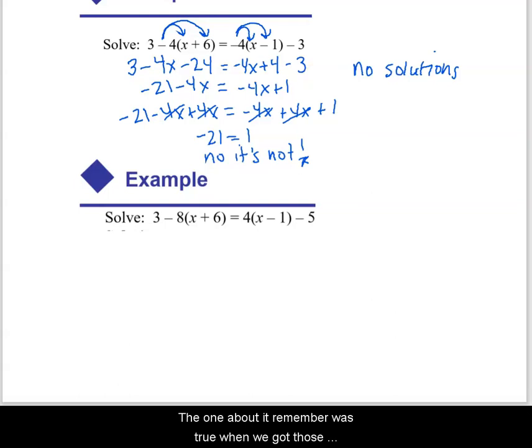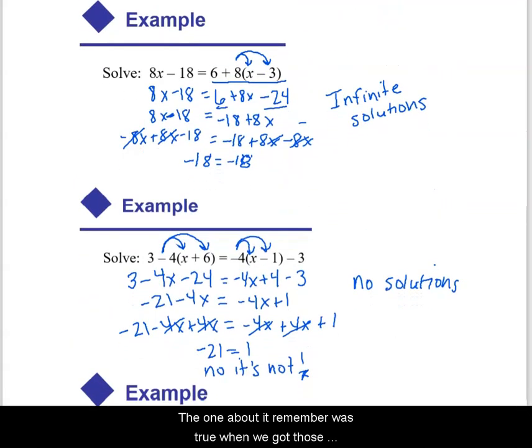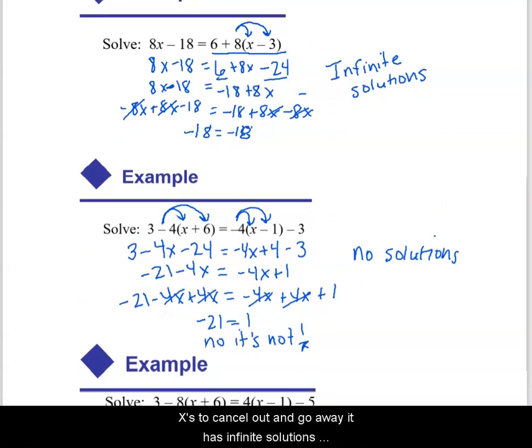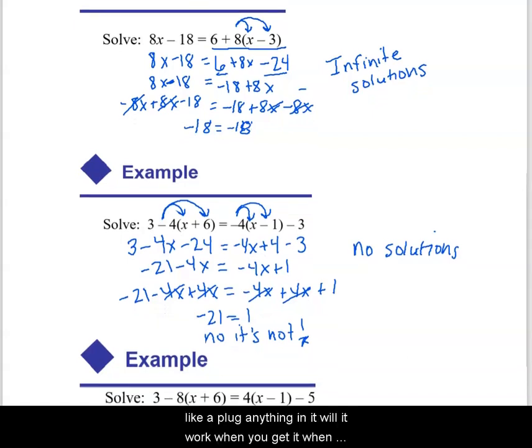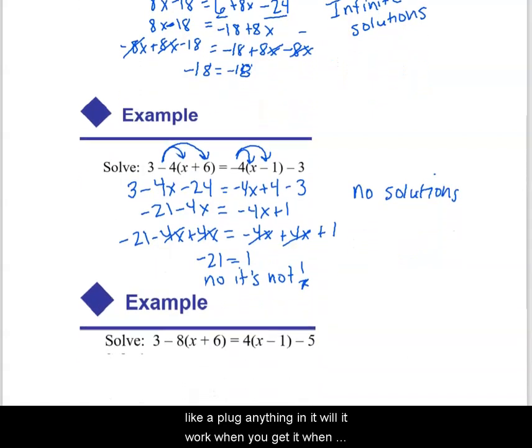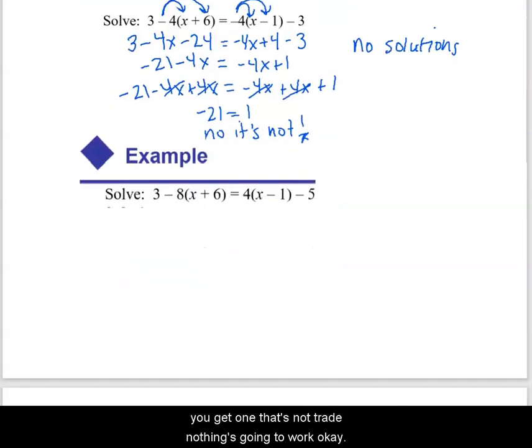The one above it, remember, was true. When we got those x's to cancel out and go away, it has infinite solutions. I could plug anything in, it would work. But when you get one that's not true, nothing's going to work, okay?